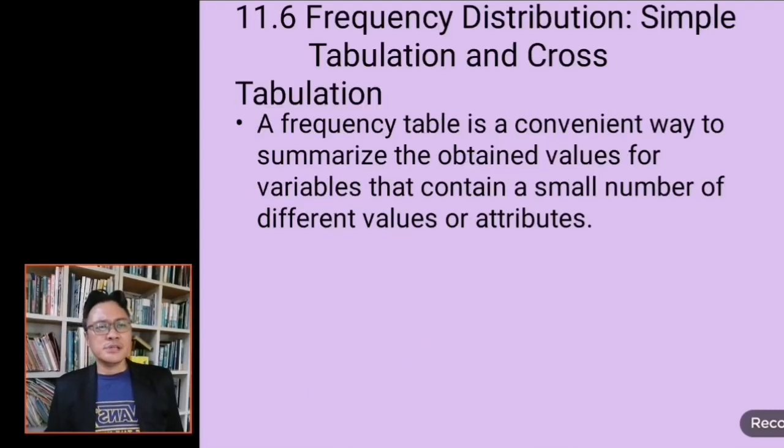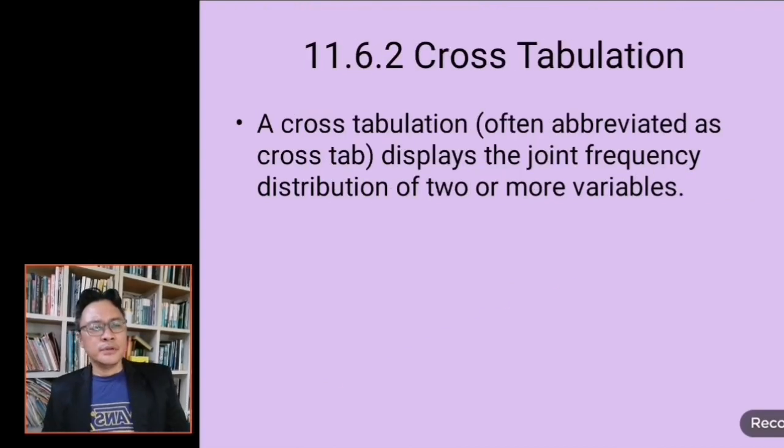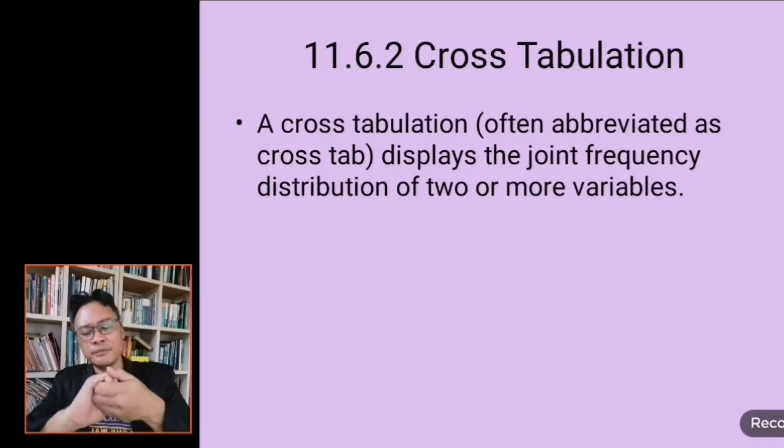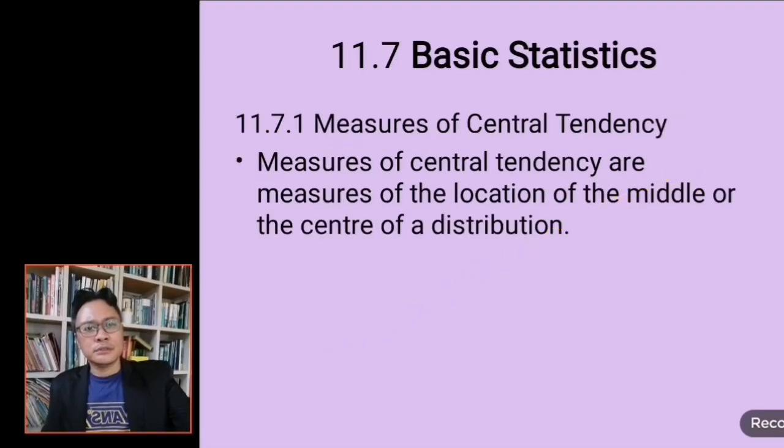Tabulation. Okay, frequency tabulation. A frequency table is convenient way to summarize the obtained value for variable that contains small number of different values or attributes. Cross tab nama dia. Cross tab, often abbreviated as cross tab, display the joint frequency distribution of 2 or more variables. Dia nak tengok apa dia buat. Cross tab ni nak tengok perkaitan antara variable tu je.